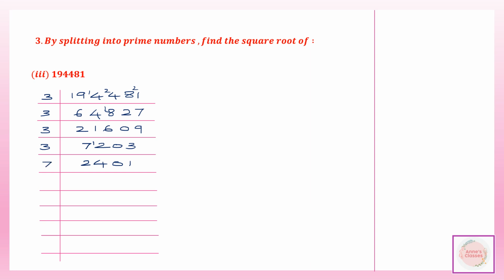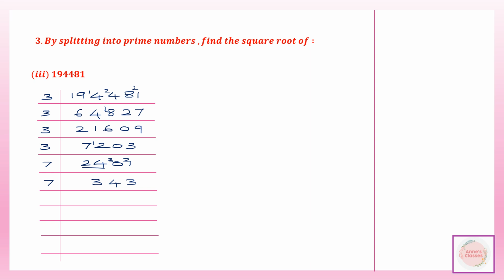So let's take 24. So 7 3s are 21. And this is 24. There is 3 left. So now we have 30. 7 4s are 28. And this is 30. So there's 2 left, 21. 7 3s are 21. So this number was divisible by 7. Now let's continue to divide by 7.